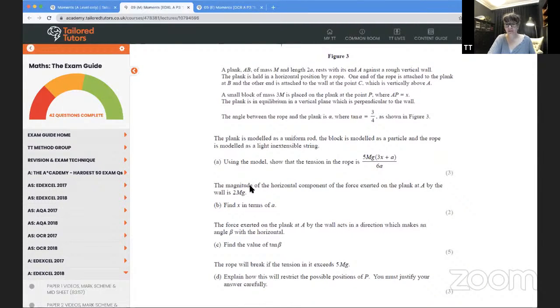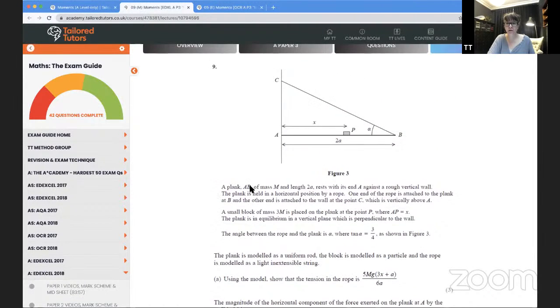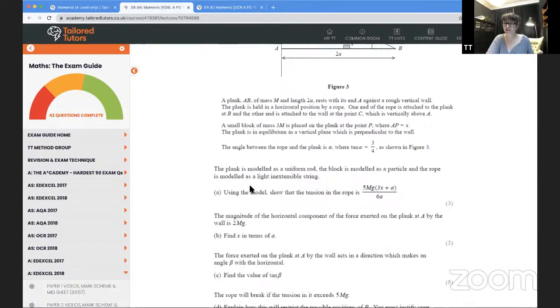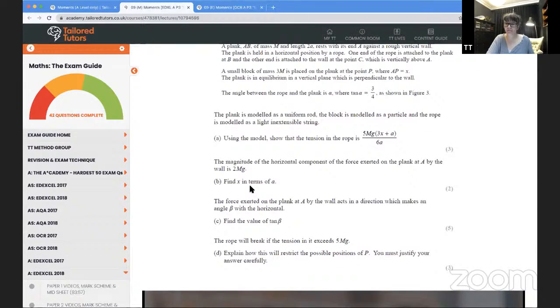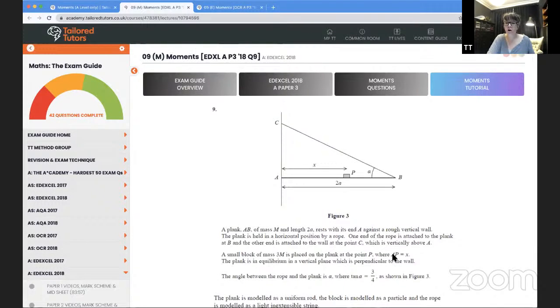Look at this. 1, 2, 3, like 8, 10 marks, loads of stuff that we don't know. It's a hinge problem, etc., etc. This can be AQA. Where's the friction? Oh, the rough vertical wall.